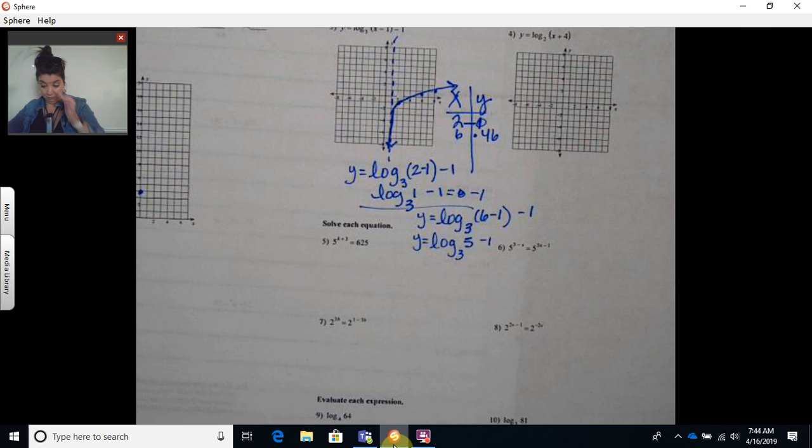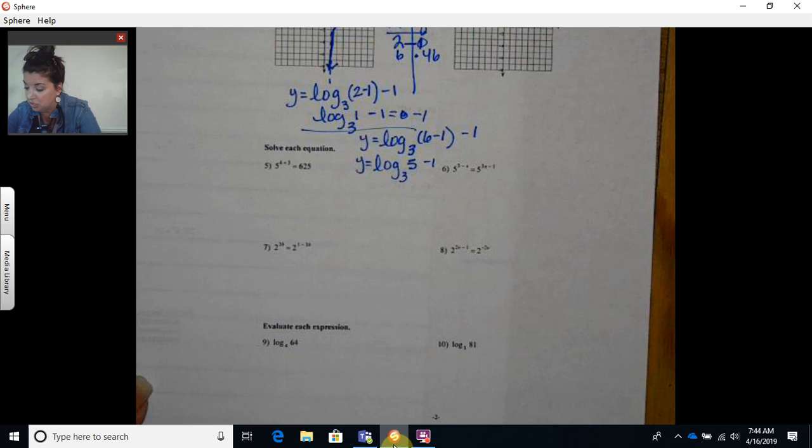Graphs. Alright, 5 through 8, solve each equation. So if you look at all of these, they're exponential equations, and all of them can be written with the same base. So you could either solve them that way, or you could write them as logarithms. Okay? So on number 5, if I wrote them both with the same base, 625. Does anybody know 5 raised to the what gives me 625? If we didn't know, we could just use our calculator, right?